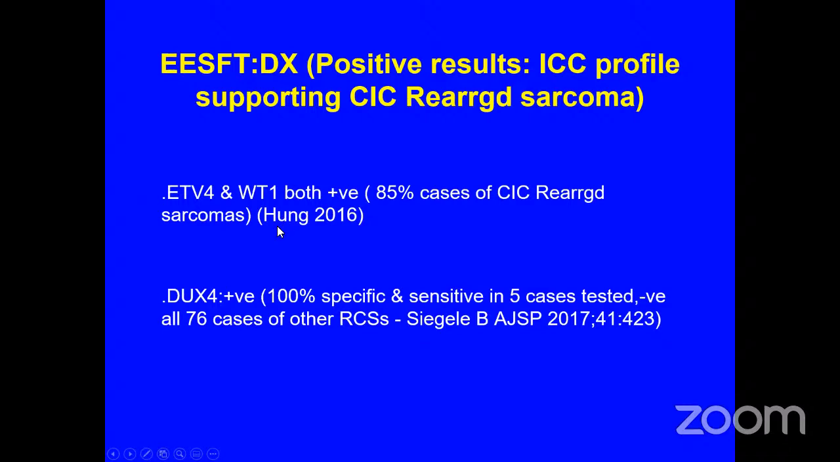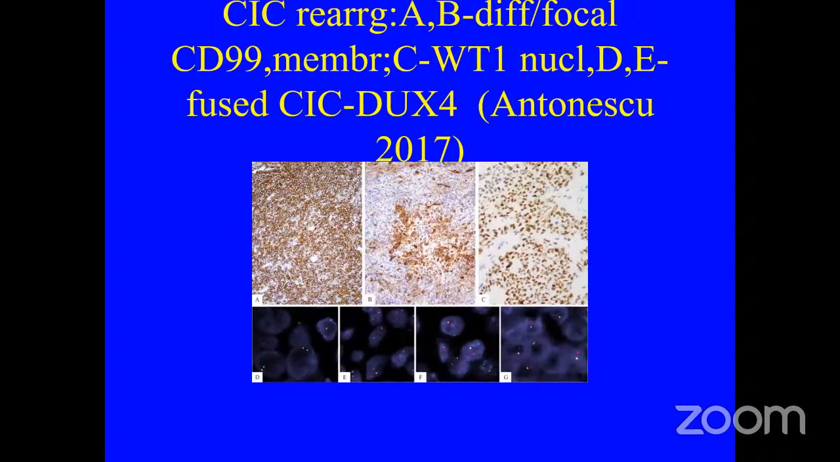It has been pointed out by this author that both these markers are positive in 85% of the cases of this tumor. In the literature, there is also a description of another positive, nearly 100% specific marker, and that is DUX4. But this has been tested in only 5 cases of CIC-rearranged sarcoma. So we'll have to wait for further confirmation of this particular marker in a larger series of these tumors. So for the time being, ETV4 and WT1 are the most important IHC markers for CIC-rearranged sarcoma.